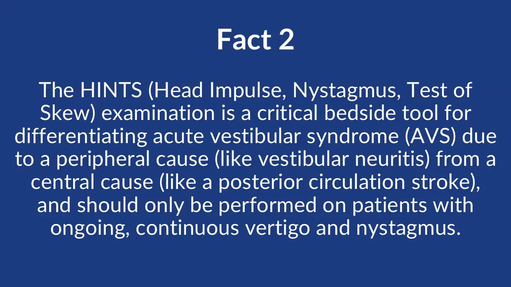Research has shown that a properly performed HINTS exam has higher sensitivity for stroke in AVS patients than early MRI, especially within the first 24 to 48 hours. The HINTS Plus modification adds an assessment for new-onset unilateral hearing loss. If present, this should raise suspicion for an anterior inferior cerebellar artery, or AICA, territory stroke.